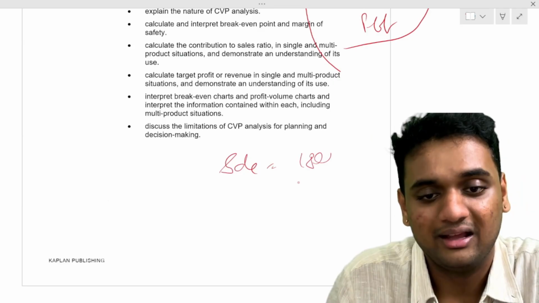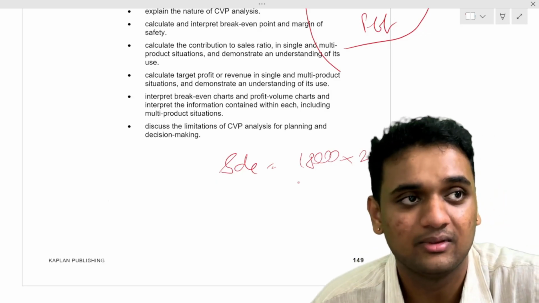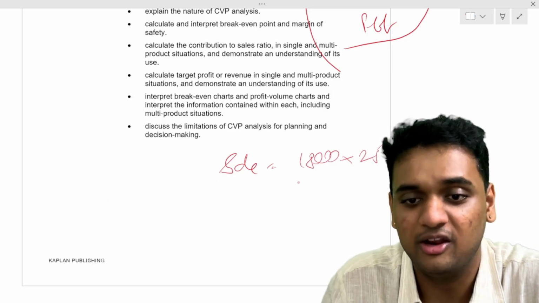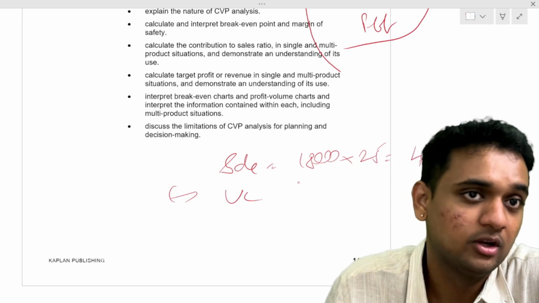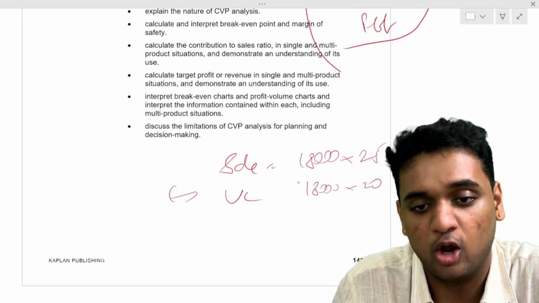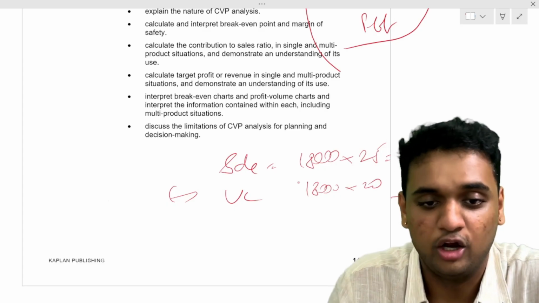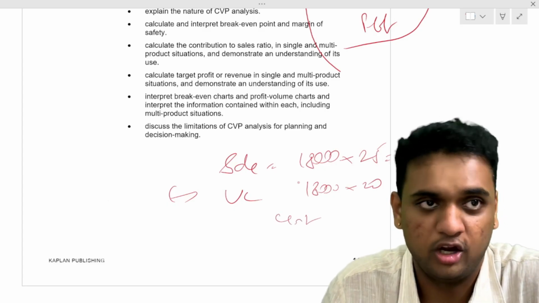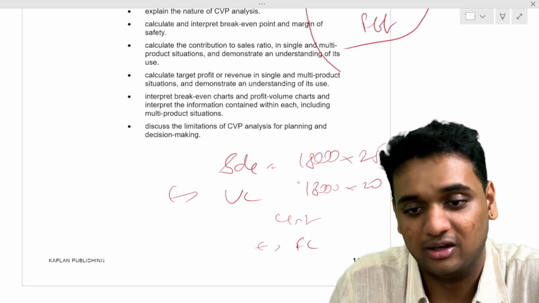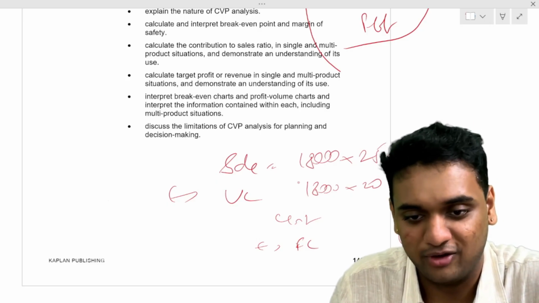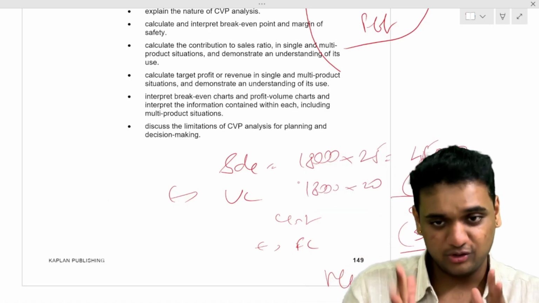So sales is 18,000 units into 25. We are just verifying. What is the total sales? 4,50,000. This verification is not required in the exam. Minus variable cost, 18,000 into 20, which is 3,60,000. So total we have a contribution of 90,000. Minus the fixed cost of 50,000. Are we getting a profit of 40,000? We should get a profit of 40,000.